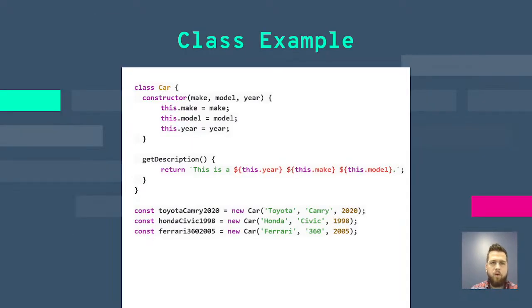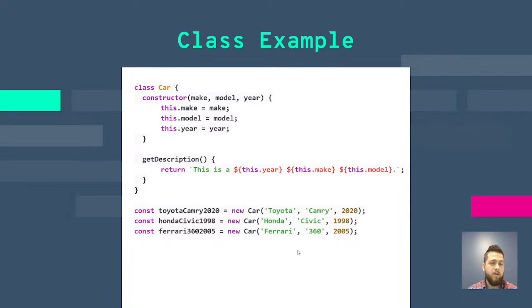So here we have a class called car, and the car has a constructor which takes in 3 different values and assigns them to 3 different properties, make, model, and year. Car also has a method. The method is called getDescription, and it returns a string. And so here we have 3 different instances of the car object. I'm saying this wrong. We have 3 different objects created with the car class.